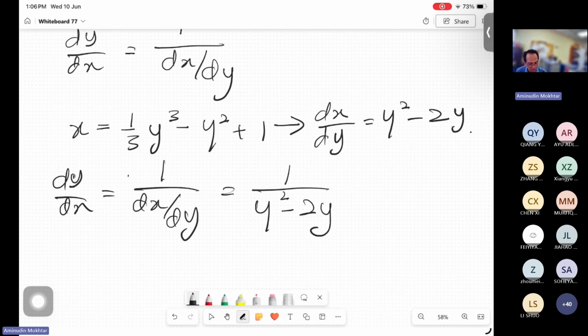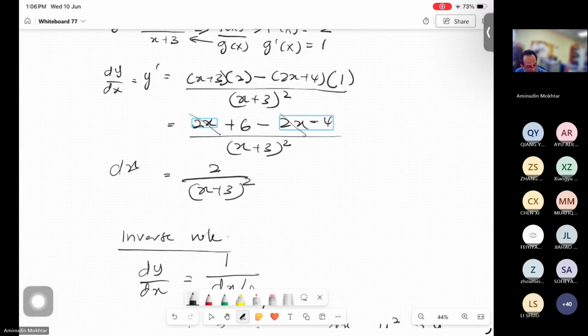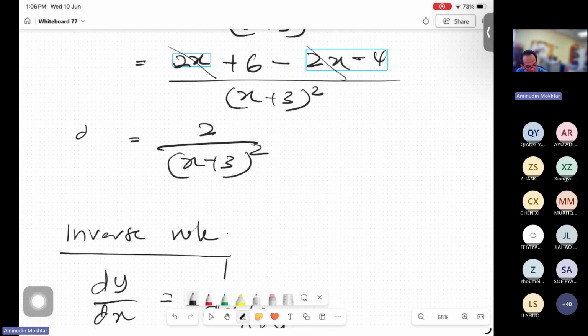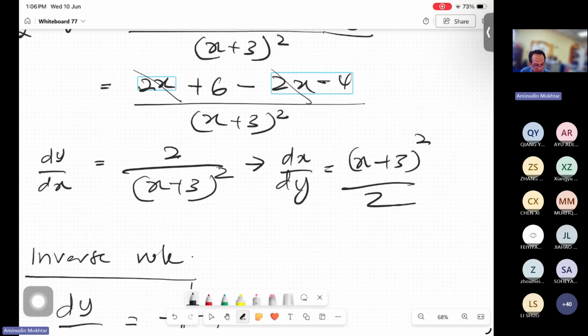Okay, that is how to apply the concept of dx/dy, and also how to relate dy/dx and dx/dy. So based on the previous example, this is dy/dx. The inverse, dx/dy, equals, we just invert the process. This is equal to x plus 3 to the power of 2 divided by 2. That's an example of how to find the inverse.